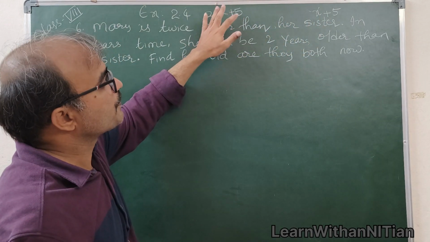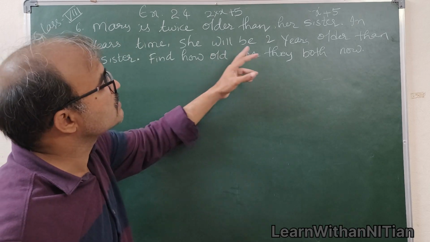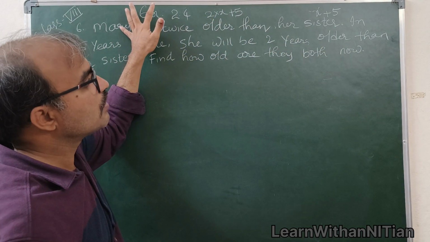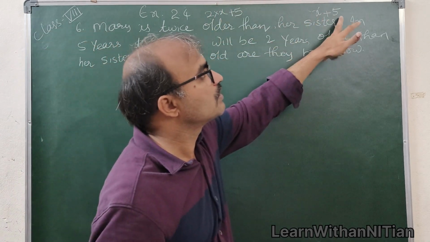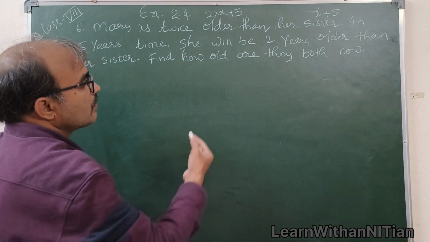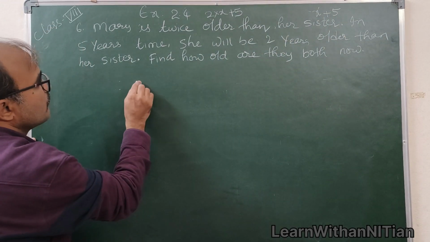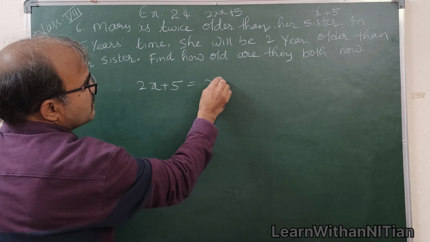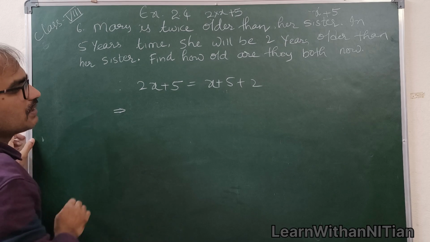Mary is older, her sister is younger. So in 5 years time, she will be 2 years older. Mary will be older. Means how much older? 2 years older. Means her age is 2 years more than her sister. So that is why if you add 2 to the sister's age, you will get Mary's age. So therefore 2x plus 5 is equal to x plus 5 plus 2. It is a simple and silly problem.